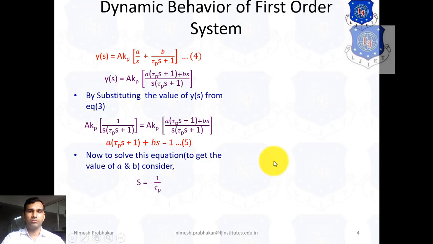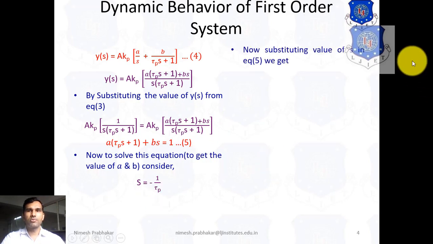Now, substituting this value of s in equation number 5, we get B is equal to minus tau p, because we put minus 1 upon tau p, so the tau p is cancelled and we get minus 1.